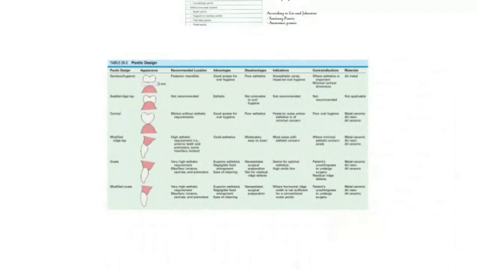It is saddle or ridge lap Pontic. This Pontic resembles a natural tooth. It is designed to adapt closely to the ridge. It is avoided because it is difficult to maintain and often leads to inflammation of the tissues in contact.